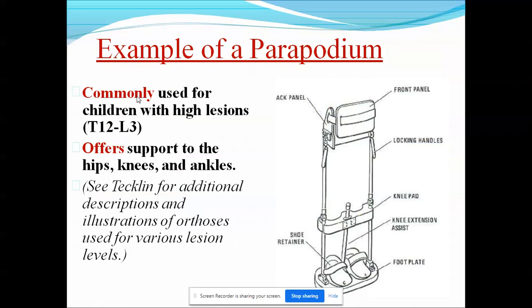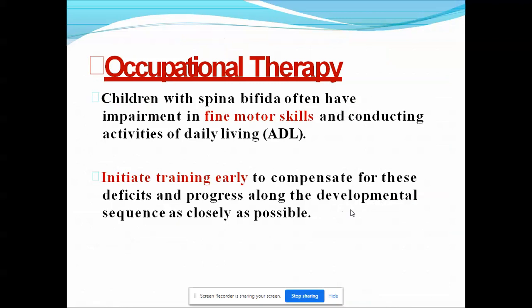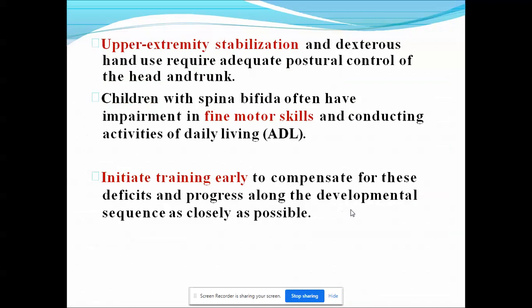Okay, so devices like this also we can give. Parapodium: you can see the foot plate is there, then the front panel, the shoe retainer, the knee pad, and knee extension assist. So if they are not able to maintain the knee in extension like this, the knee extension assist will be there. So we can use this kind of device for the patient. Occupational therapy can be given to the patient, okay, so they can improve their activities of daily living.